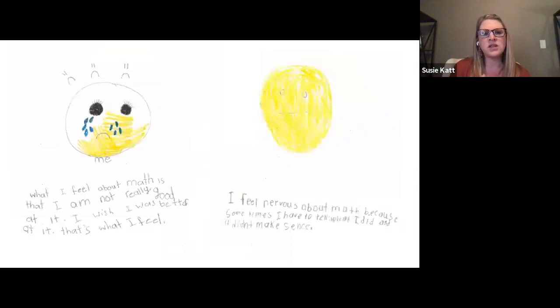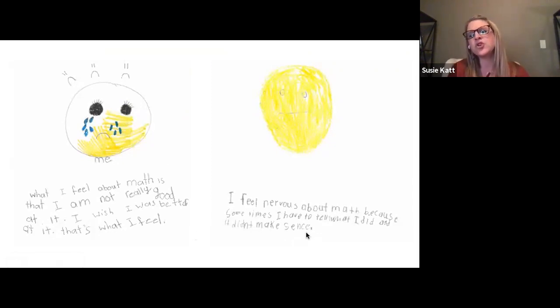What's always interesting is the teachers that I've done this in their classrooms, they're like, gosh, there are so many things that I've uncovered that I had no clue about. And here's one. What I feel about math is that I'm not really good at it. I wish I was better at it. That's what I feel. Doesn't that just break your heart? You know, that little emoji.